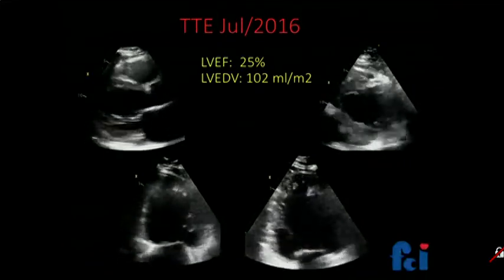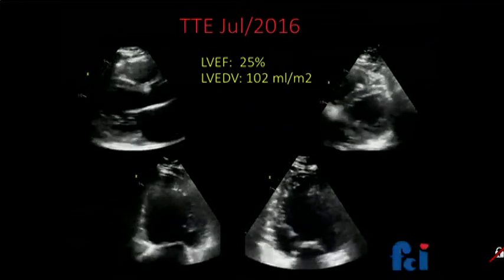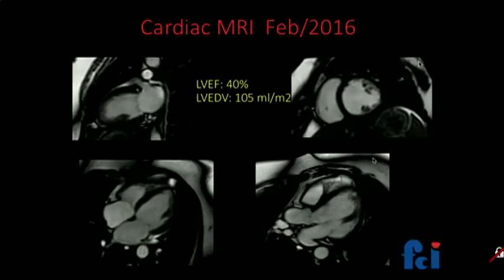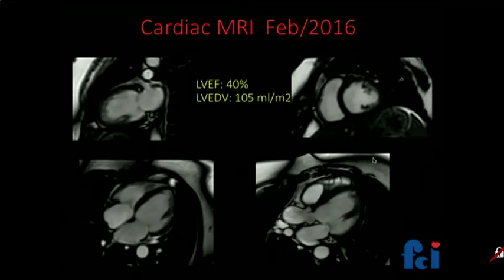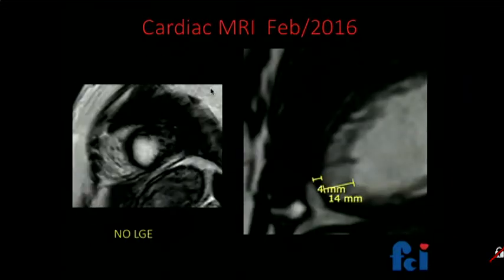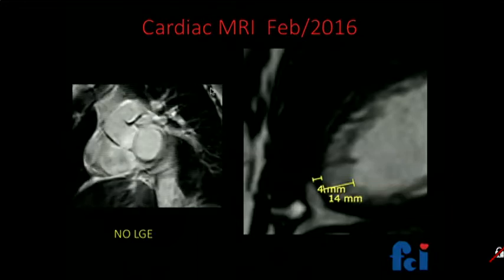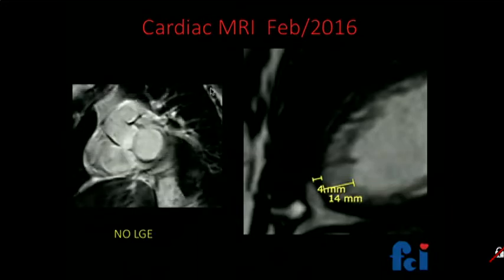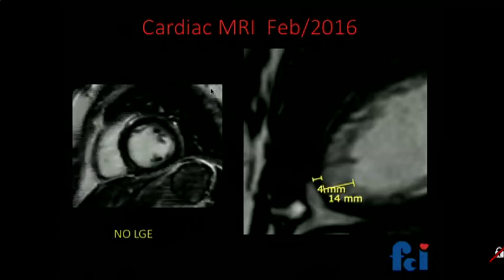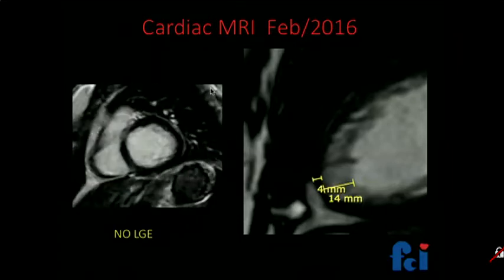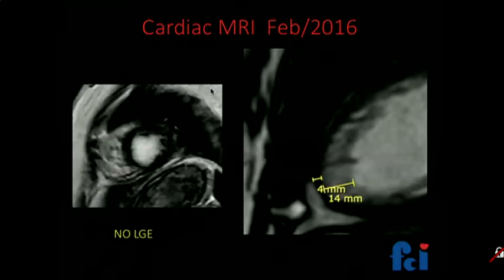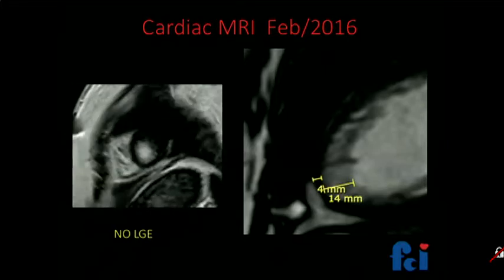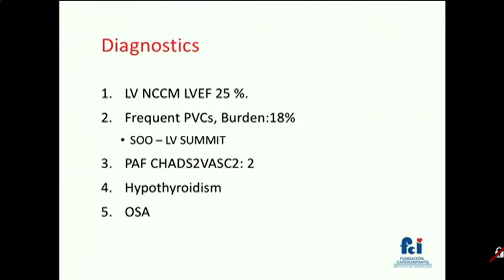The echo shows an ejection fraction of 25% and a dilated left ventricle, and then an MRI scan, and the most important is the cine assessment. Let me show you here on zoom in. The left side doesn't show enhancement, but in the magnified cine you have a non-compact myocardium, greater than 2.3 to 1.